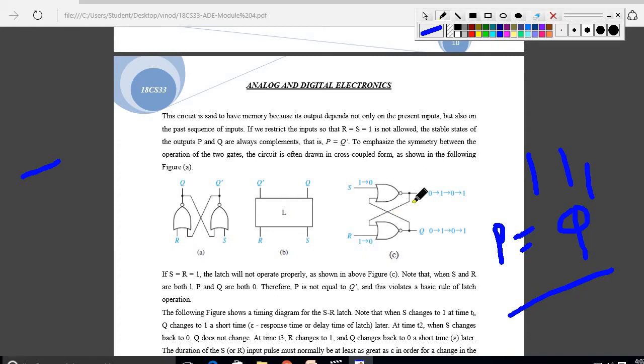So whatever the P output is, if it is 0, Q should be 1. The output should always be complementary. But in this case we are getting both as 0, so P is equal to Q, which violates the basic rule of latch operations. For that reason, this is the don't care condition we have to consider in the truth table.